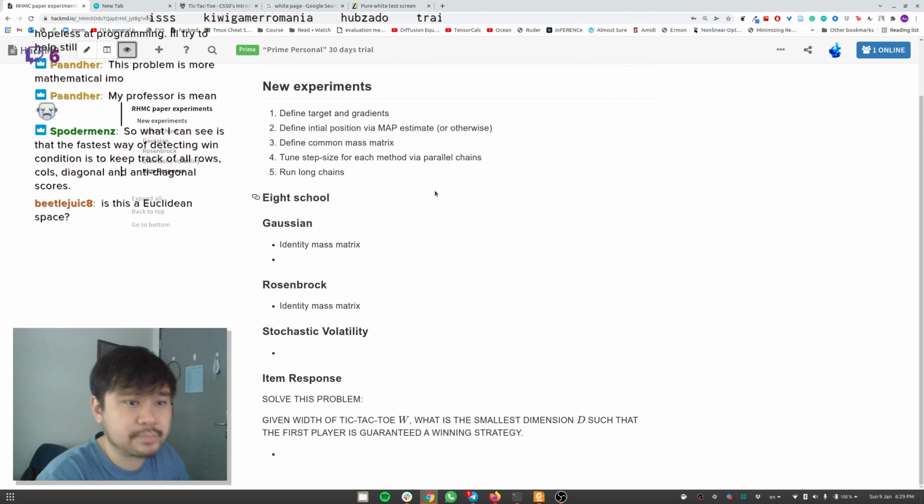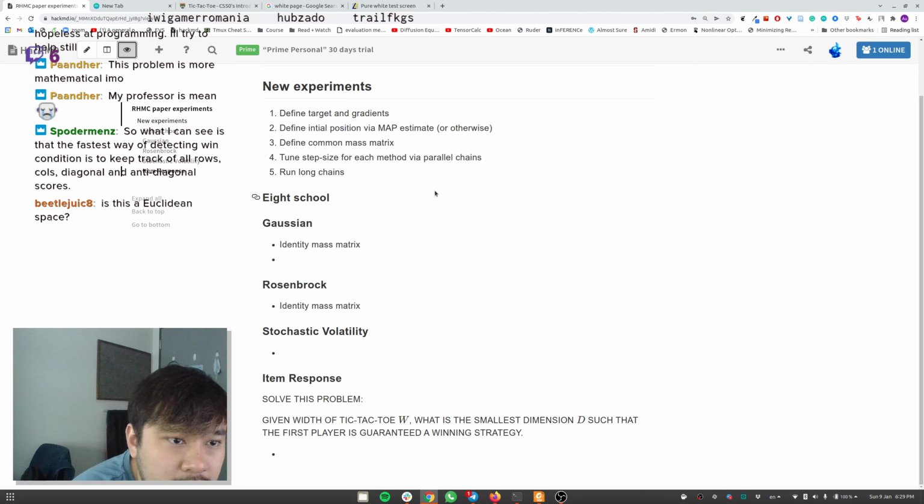Is this Euclidean space? Oh. Detecting a win is to keep track of rows, diagonals, and anti-diagonal scores.